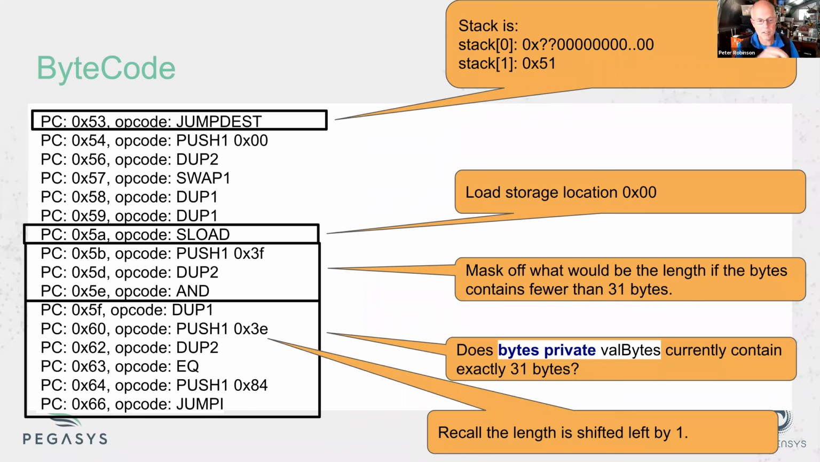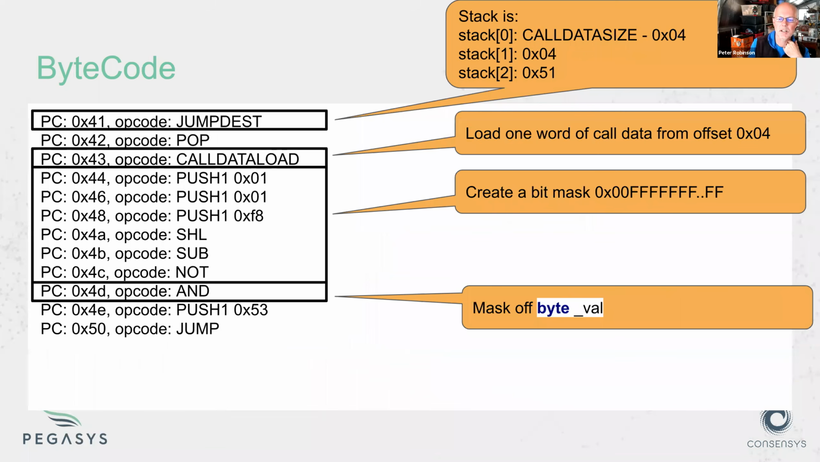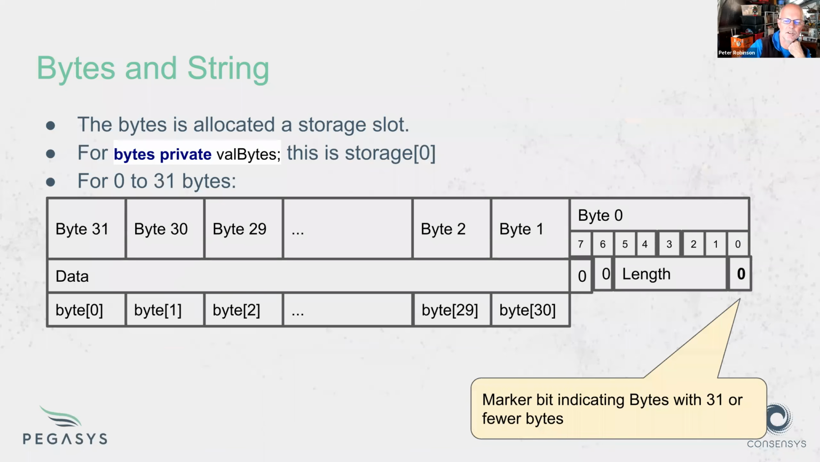Then we do some stack manipulation, load up storage location 0, and mask off the length part of storage location 0. So 3F is 31 shifted by 1 with the 1 extra bit, and you AND that in. If you think of this length field, and I'm going to go back a few slides here, we're trying to mask off the length and the bottom bit.